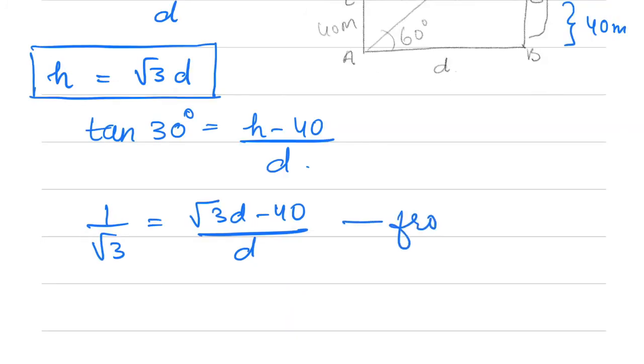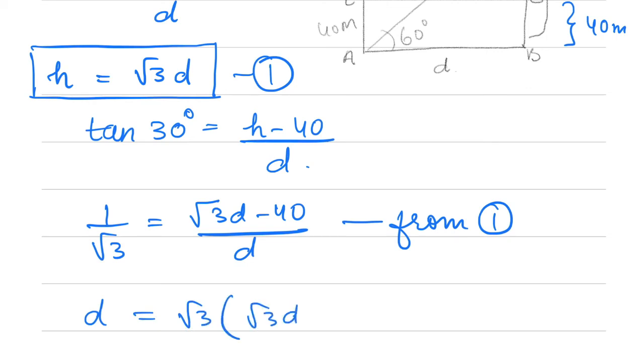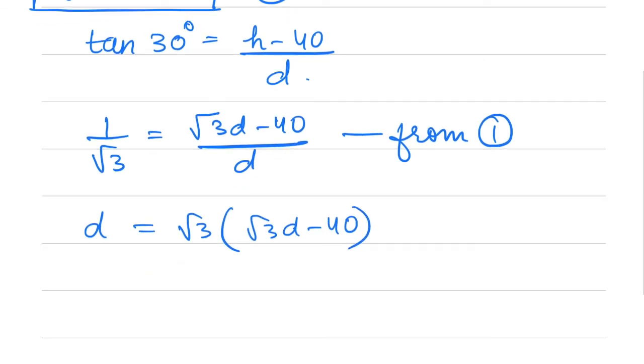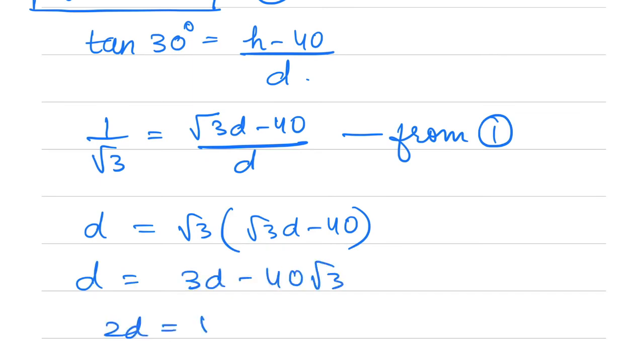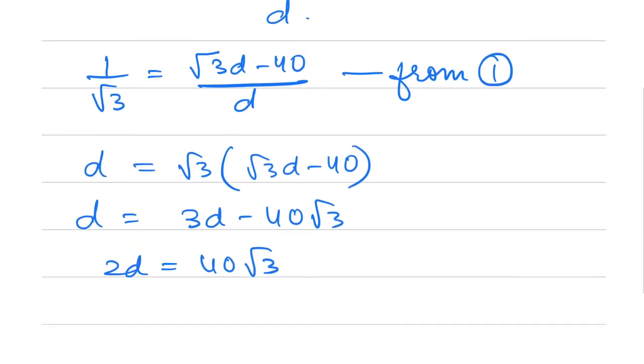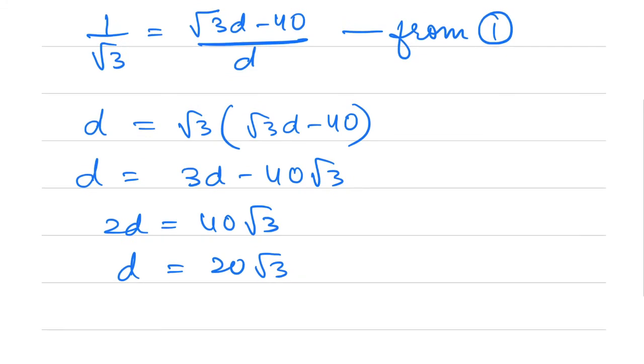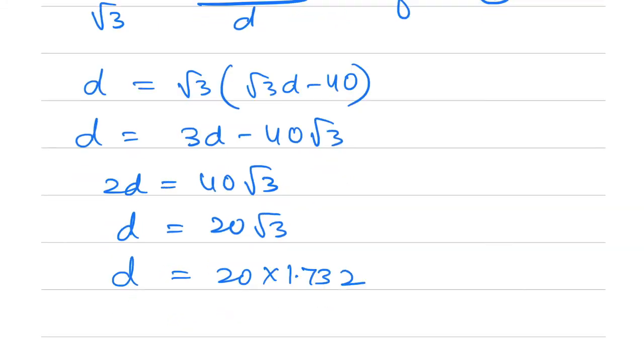This we have substituted from the first equation. So we have D is equal to root 3 into root 3D minus 40. So D is equal to 3D minus 40 root 3. 2D is equal to 40 root 3. So D is equal to 20 root 3. D is equal to 20 into 1.732.